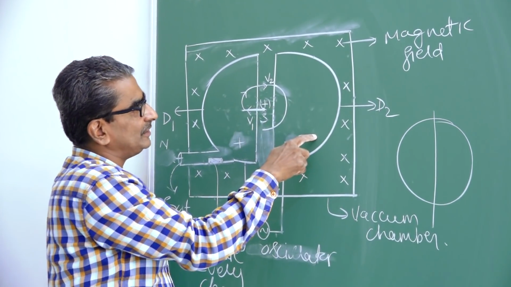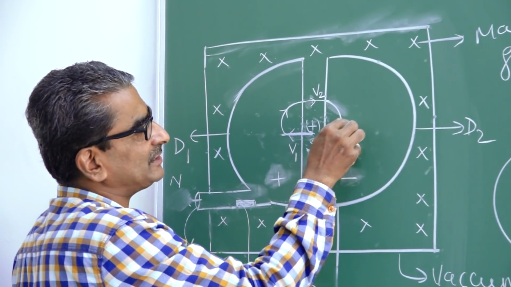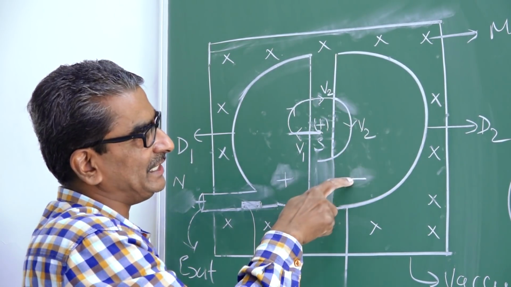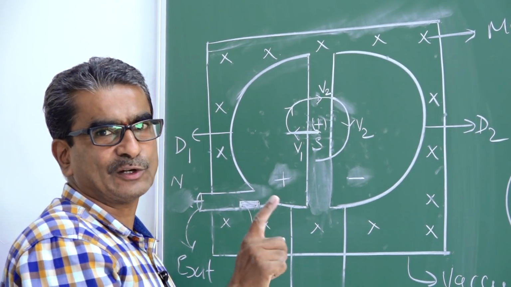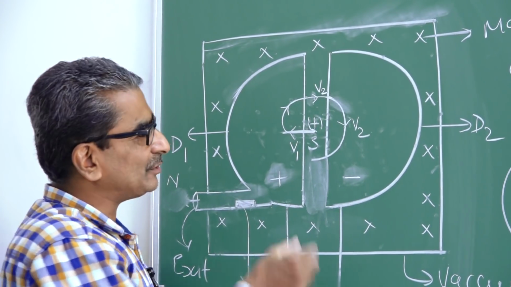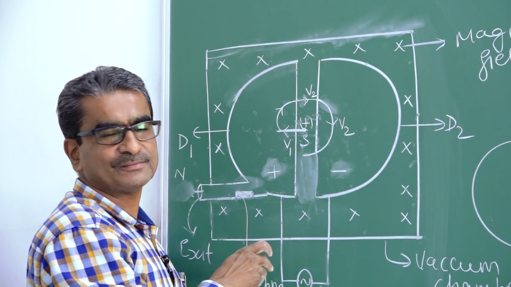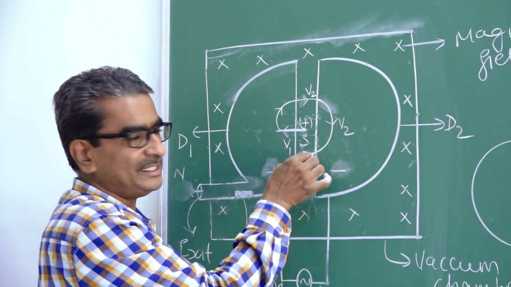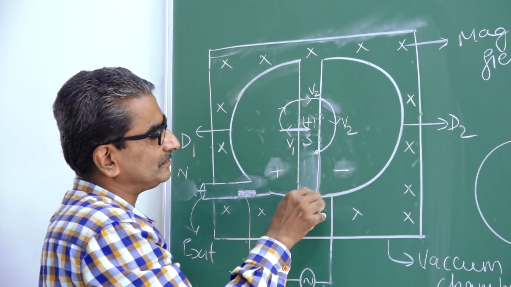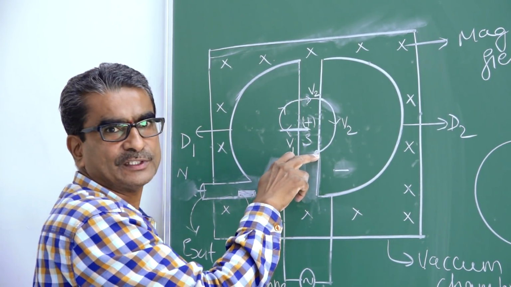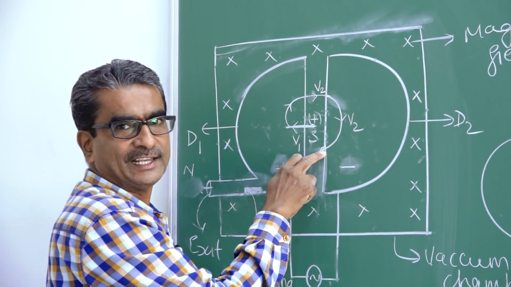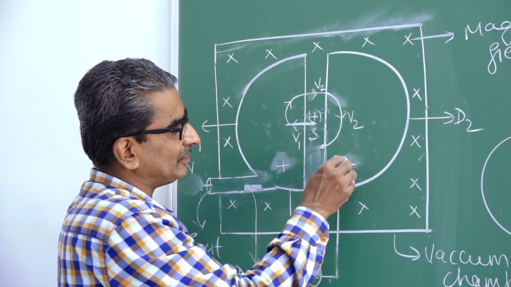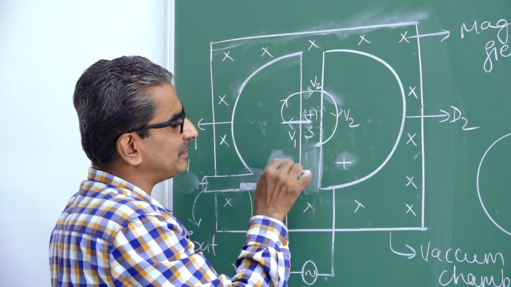Throughout this D2, it moves with the same velocity. What is that velocity? v2 itself. Because I told you that inside the D, the charged particle velocity is not going to increase. It is going to increase only in the gap between the two Ds. Now once again, because of the magnetic field, it describes a circular path and comes to this gap between the two Ds. As soon as it comes to this gap, by that time, again the polarity of the two Ds gets reversed. Now this becomes positive and this becomes negative.